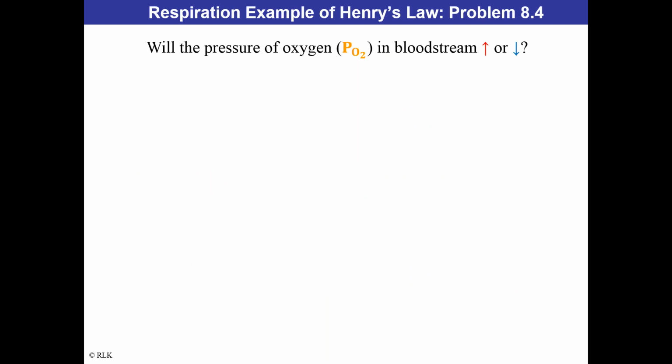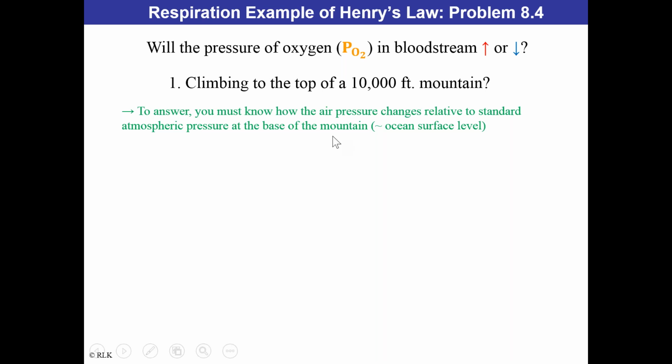Respiration example, Henry's law. Here's problem 8.4. We can actually talk about this a little bit further. So will the pressure of oxygen in the bloodstream increase or decrease according to this situation? Climbing to the top of the 10,000-foot mountain. So at the top of the mountain, is there higher or lower pressure? Well, we already know from our scuba diving examples, which we did especially in chapter 7, that the deeper you go below the normal Earth's surface, like the beach or boat surface, if you were going to jump off a boat, as you go deeper into the water towards the center of the Earth, the pressure increases. So if you're at the top of a 10,000-foot mountain, you don't have much pressure on you, right? So this is how you can answer that.